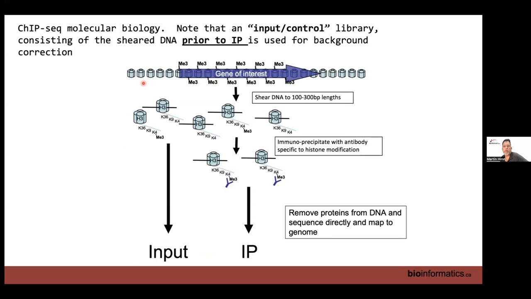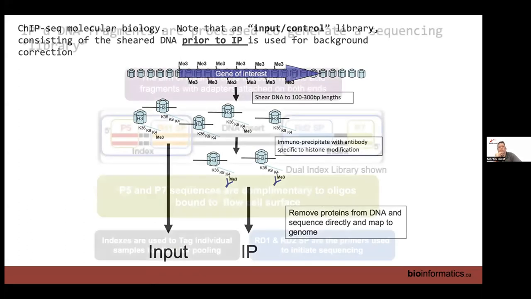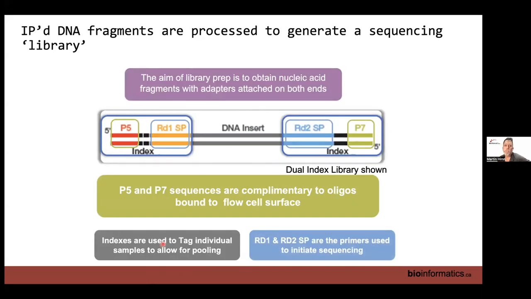And then we take a little aliquot of the genome that we've sheared up, however we've done it, MNase or sonication and so on, and this becomes our input material. So input and IP, those are the two outputs from a ChIP-seq experiment. So what do we do then? Well, now we have to sequence it. And so how do we do that?